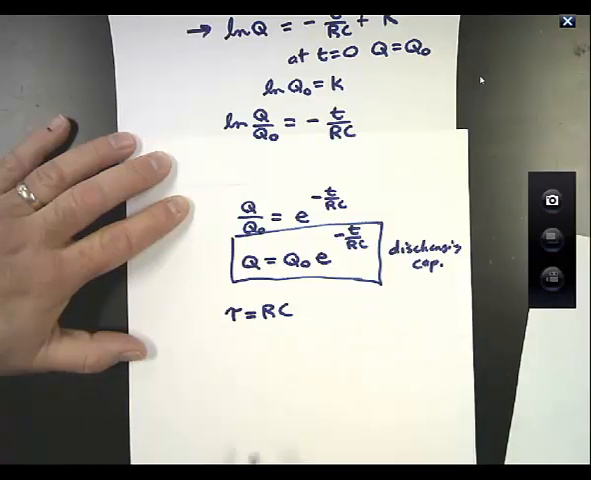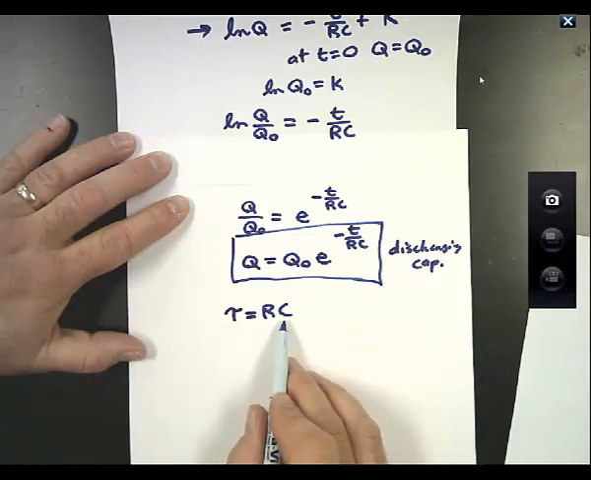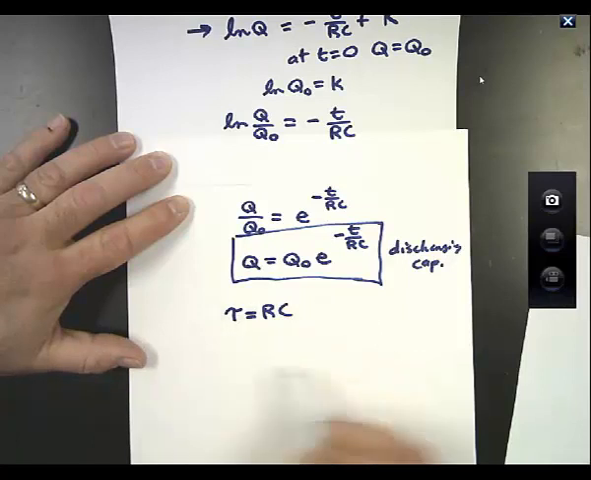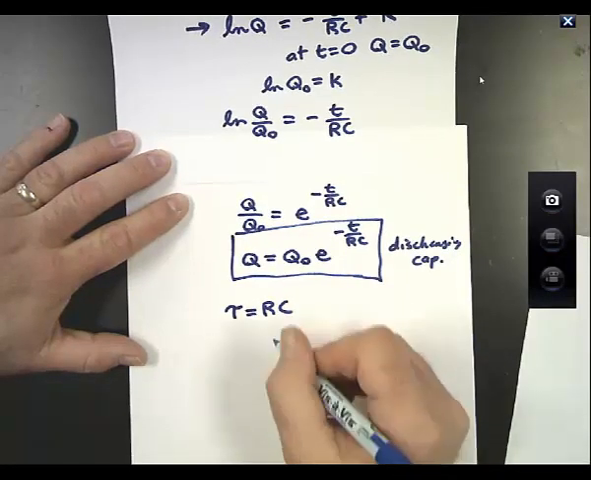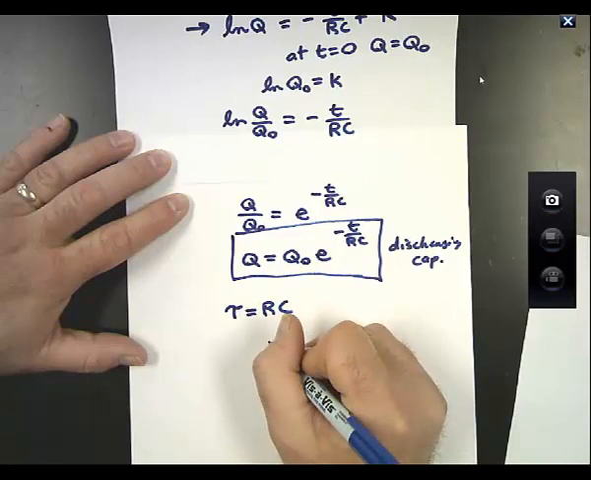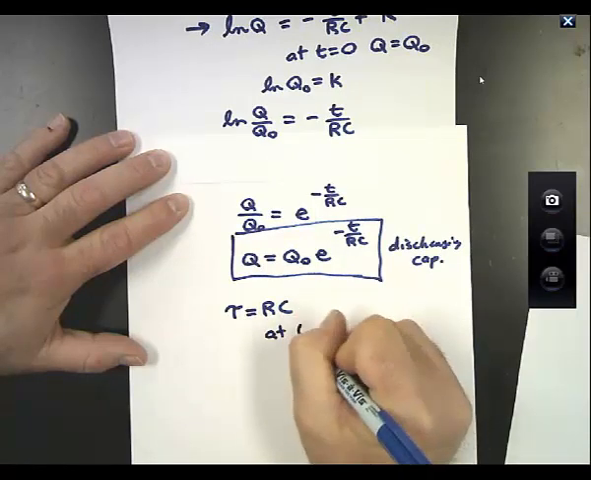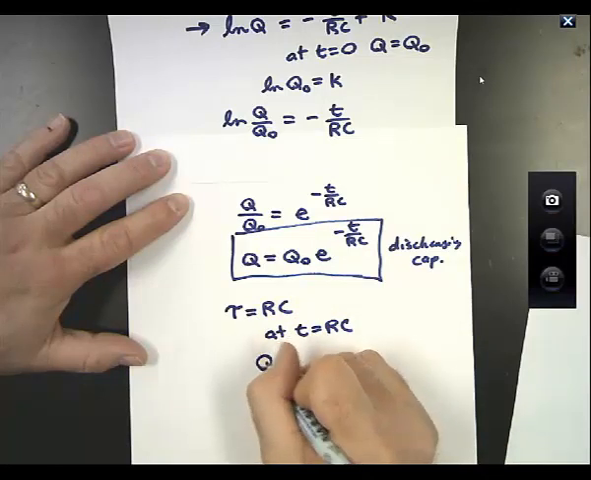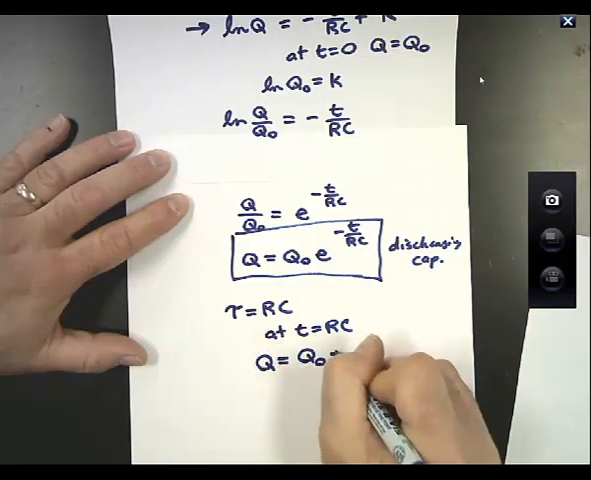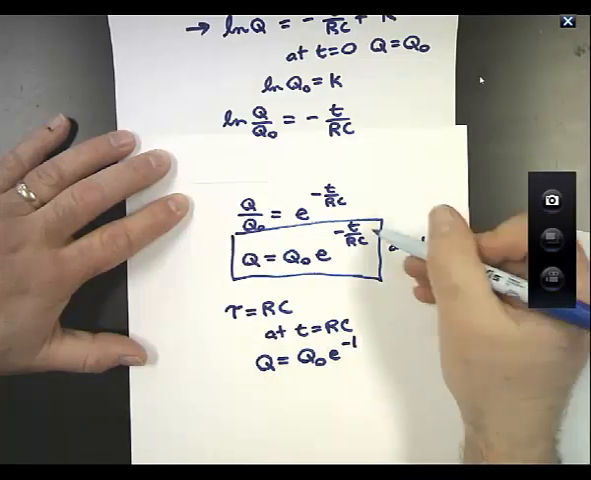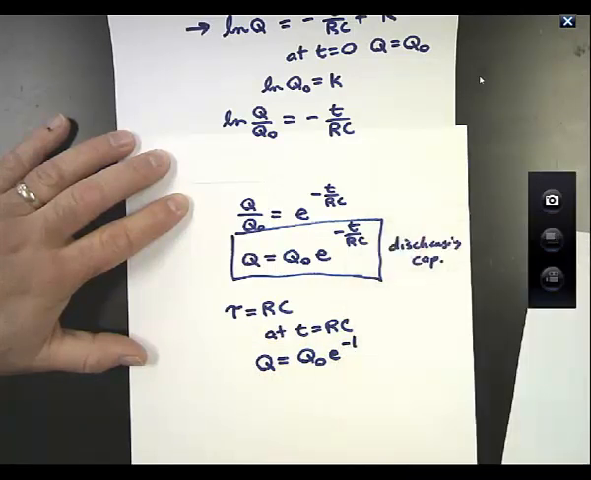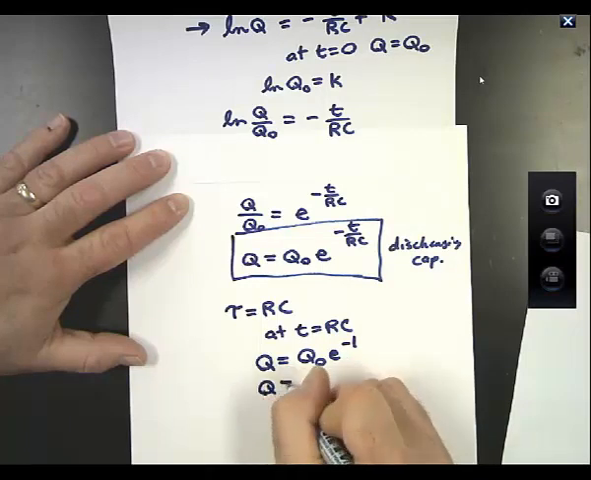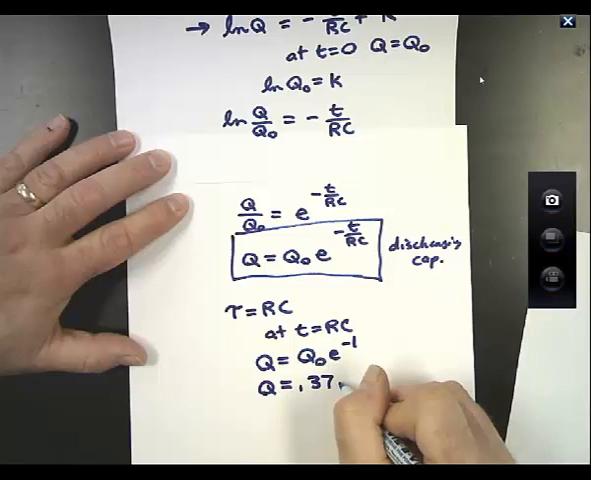Now, when this particular special time called RC rolls around, the capacitor is at a particular state of discharge. So let's go ahead and do that. We'll say, all right, at t equals RC, then our equation becomes q equals q naught e to the negative 1, because we've got RC on top and RC on the bottom. Now, if you punch that in, what you get is q equals 0.37 q naught.